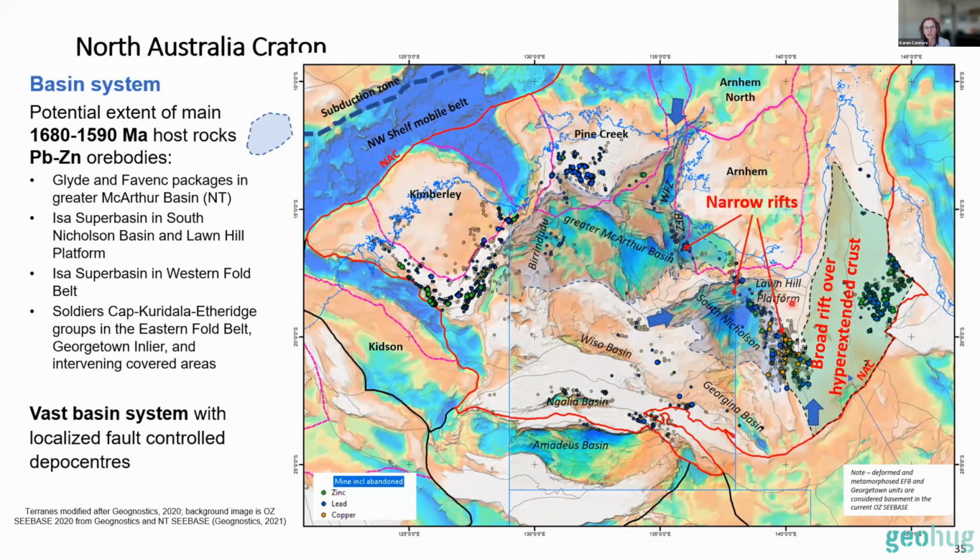Okay, just to wrap up, we have the narrow rifts within that vast basin. We have the narrow rifts north-south, east-west, north-south here. In contrast, we have that broad rift over the hyperextended crust in the east.